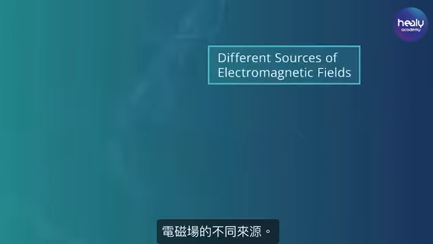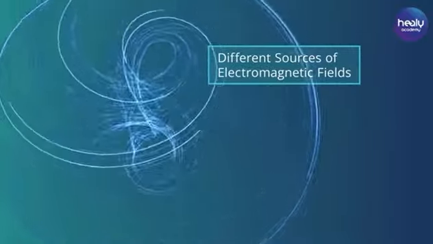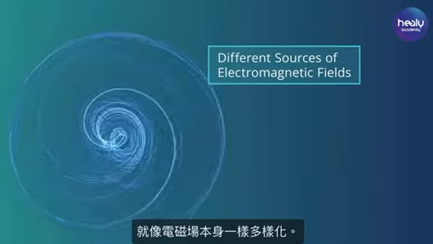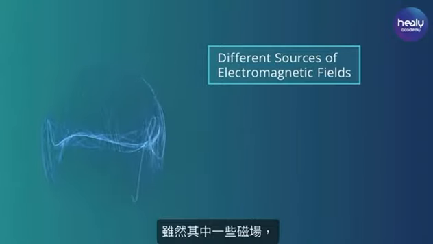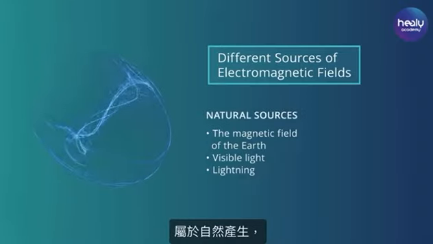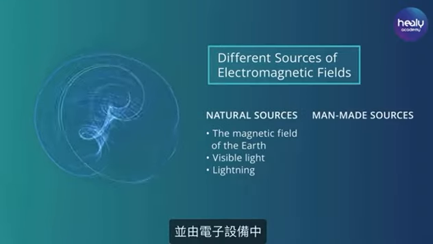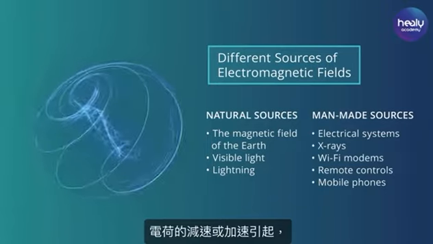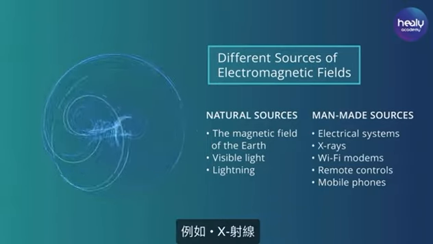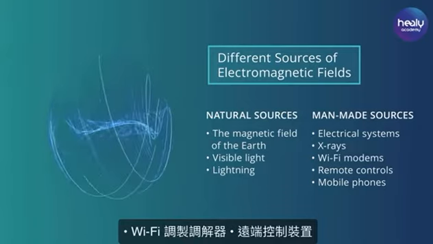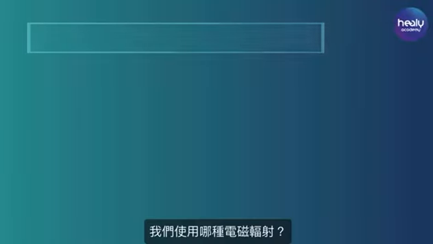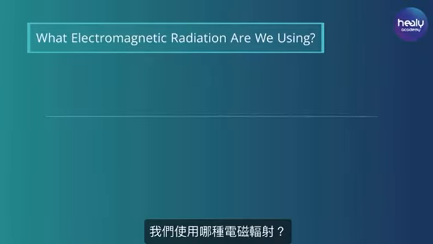Different sources of electromagnetic fields. Just as diverse as the electromagnetic fields themselves are their sources in our everyday lives. While some of them, like light and the magnetic field of the Earth, are of natural origin, others are man-made and caused by the deceleration or acceleration of charges in electronic devices such as X-rays, Wi-Fi modems, remote controls, mobile phones, radio waves. What kind of electromagnetic radiation are we using?